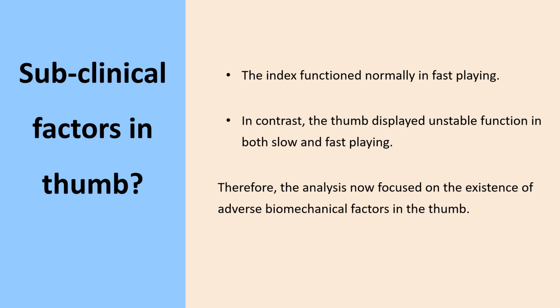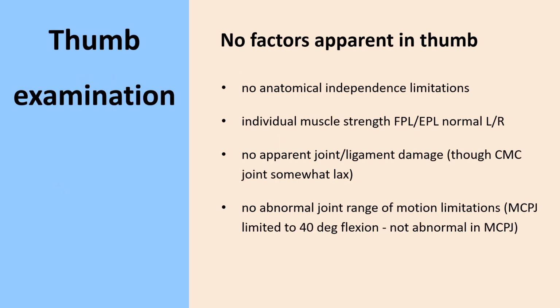In summary, in fast playing, the index showed normal control. Index discontrol only appeared in slow playing motions. In contrast, the thumb displayed unstable function in both slow and fast playing. Therefore, the analysis now focused on the existence of adverse biomechanical factors in the thumb. At investigation, no problematic factors were apparent in the thumb.